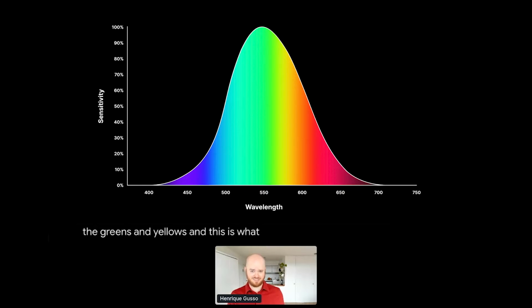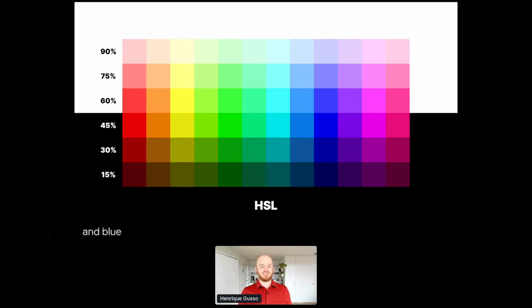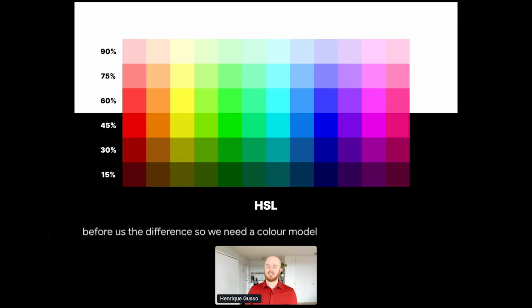And this is what's being exaggerated by HSL, because HSL is a simple conversion of RGB, from what is actually being emitted on the monitor. It doesn't take into consideration how differently we perceive red, green, and blue to be. So when we look back here, we can understand why the greens and yellows are so much brighter, because HSL doesn't treat them as different. But for us, they are different. So we need a color model that takes into consideration that we don't perceive all colors the same way.